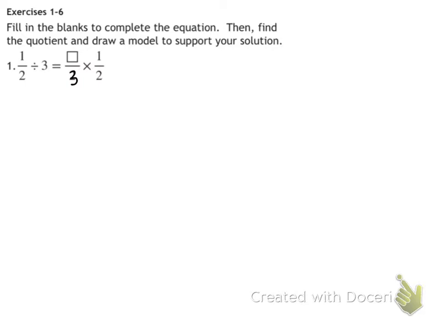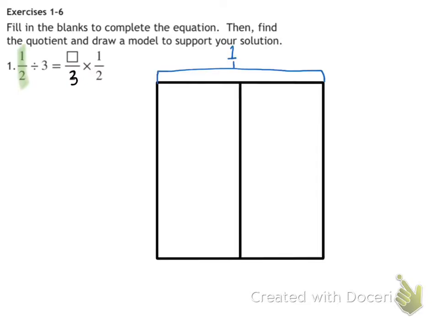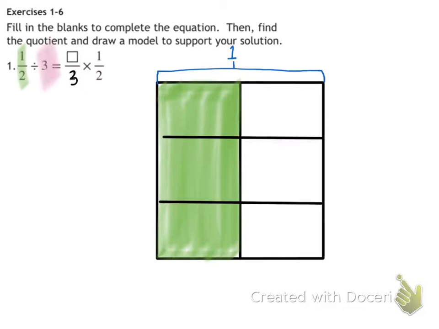Okay, so now let's look at this. Fill in the blanks to complete the equation. Then find the quotient and draw a model. Okay, so before I even fill that out, I'm going to start by drawing my model. I have one whole. I'm going to divide that into 2 equal parts and shade in 1/2, which is 1 out of 2. Now I'm going to divide this into 3 parts. And again, this is 1/3, right? 2/3, 3/3. And when I look at them individually, it's 1/3.